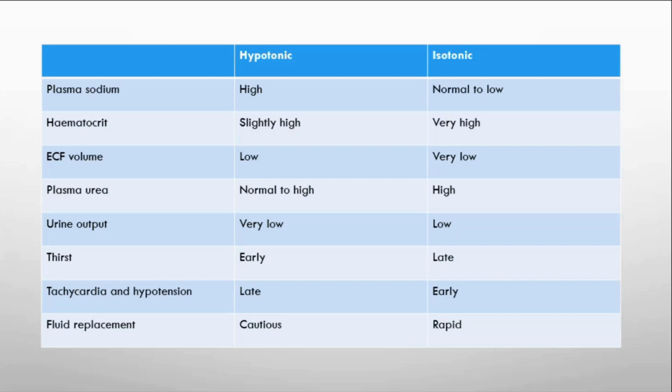And then your thirst, so you have thirst early on in your hypotonic losses and later in your isotonic because of that tonicity changes. And then with tachycardia, like we said, in your hypotonic fluid loss, you're replacing your ECF that's lost with your ICF. So that's why you don't get tachycardia and hypertension until late. Whereas in isotonic fluid loss, you get it early on. And your fluid replacement, you need to be really cautious with hypertonic, and isotonic, we want to rehydrate them rapidly.